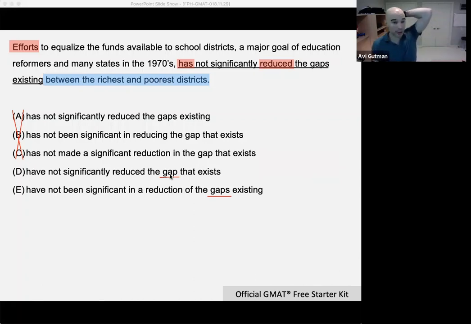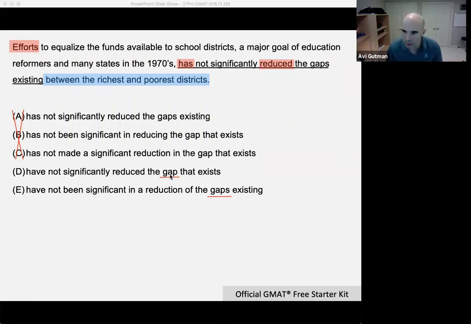Now, someone in the chat box said, wait, between richest and poorest, there would be multiple gaps, no? And my answer is no. Let's do a thought experiment. Say there's a class of students, and they all have different amounts of money in their pockets. I want to rank them from richest to poorest, and then I want to know the difference between the amount of money the richest student has and the amount of money the poorest student has. I'm looking for the gap between them. That's a single gap. It's one gap between the richest and the poorest.